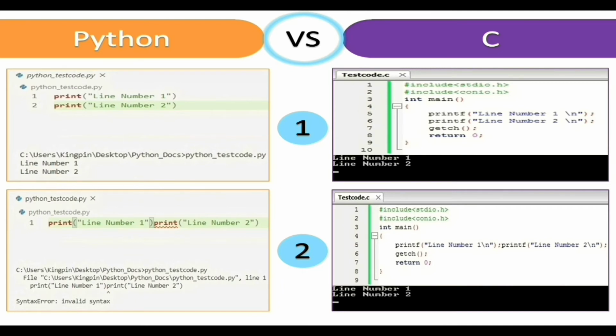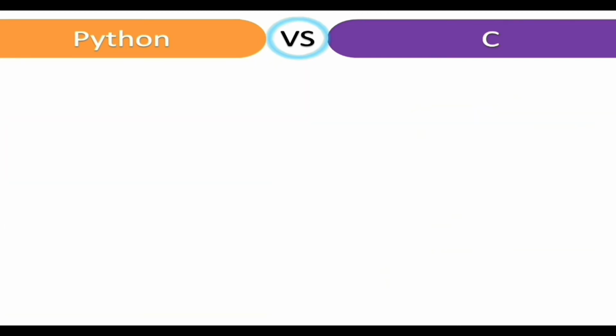Look at the Python code example first. A syntax error just occurred when we tried to write 2 statements in the same line, but the C program got properly executed even though these 2 statements are written in the same line. Because of the semicolon, the C compiler treated these 2 statements separately, but the Python interpreter was expecting a new line for each of these 2 statements.